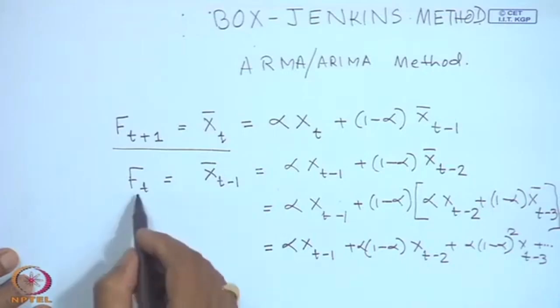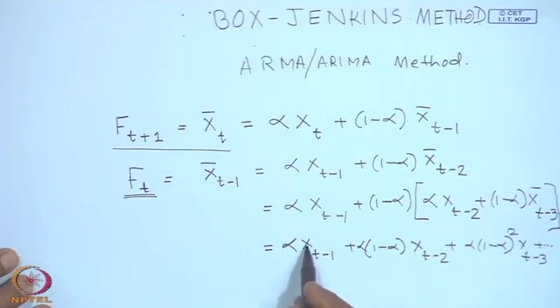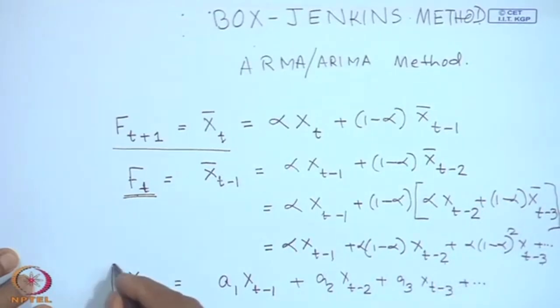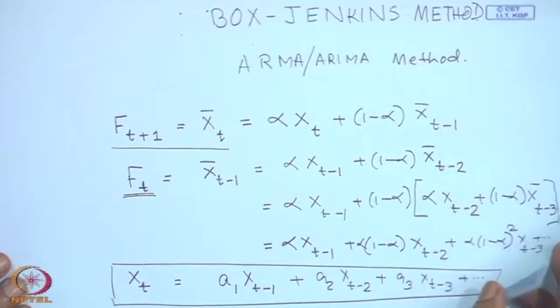We can therefore write, you can see that the forecast for the time period t is a function of the time series data x at 1 period lag, 2 period lag, 3 period lag. Therefore, this is a regression-like equation. And if we replace f t by x t, we can say this is a1 x t minus 1 plus a2 x t minus 2 plus a3 x t minus 3. So, this is called an autoregression, or an autoregressive model.